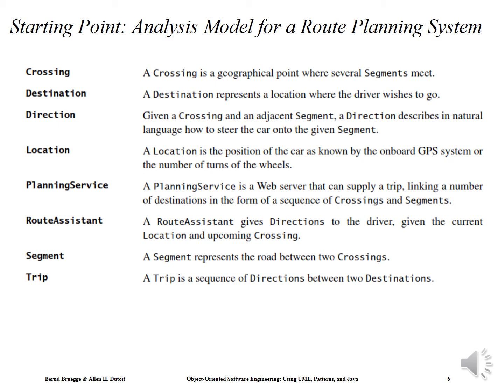In this slide, the description of each of the identified elements of the model is given, like what is crossing. Crossing is a geographical point where several segments meet. Destination represents a location where the driver wishes to go. Given a crossing and an adjacent segment, a direction describes in natural language how to steer the car onto the given segment. This table tells us the description of each identified object. A trip is a sequence of directions between two destinations.